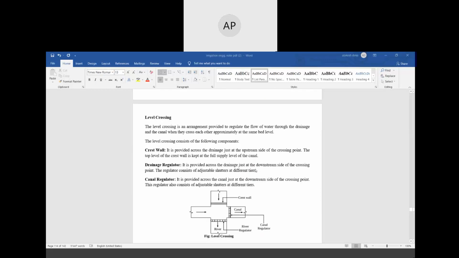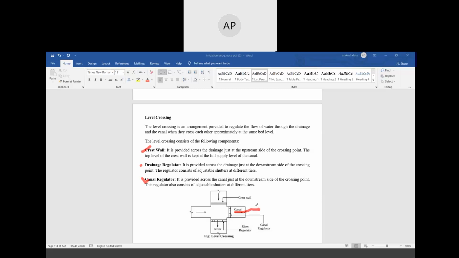Next one is level crossing. The level crossing is an arrangement provided to regulate the flow of water through a drainage and a canal when they cross each other approximately at the same bed level. So in level crossing, it has crest wall, drainage regulator, and canal regulator.